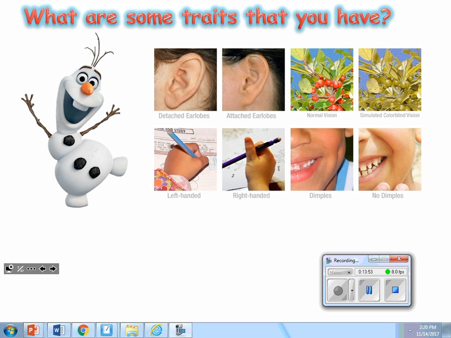I already talked about that. There are so many other traits. Widow's peak, the hairline, is a trait. I have a trait that's really weird, is I have webbed toes.